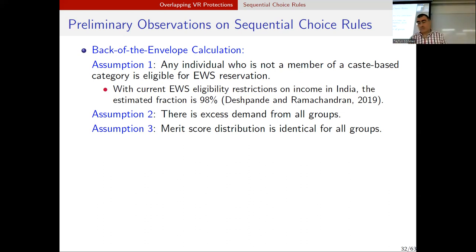I'm a little surprised that as much as 98% of the people are eligible for EWS, because I thought only 10% of the positions are reserved for these people. That's right. So that means we are talking about some elite colleges, elite positions in government.